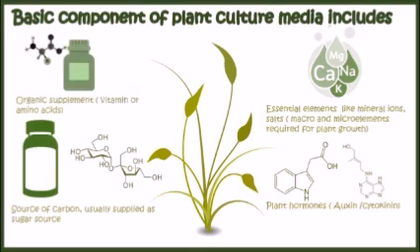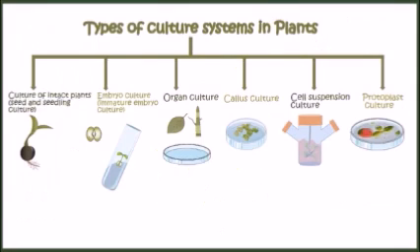And ultimately, it should have a supply of organic elements such as vitamins and amino acids, which are important for anabolic responses in a plant. So at least these four groups of factors are essential for a plant to grow in a tissue culture setting.